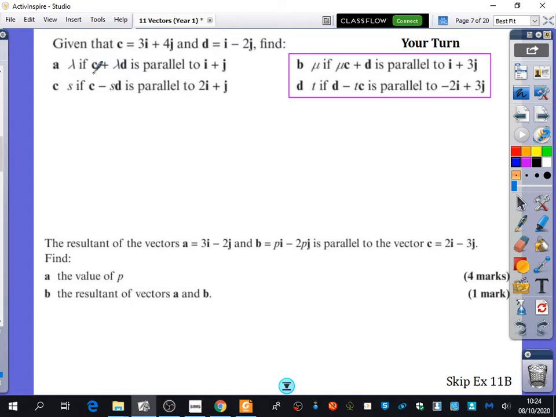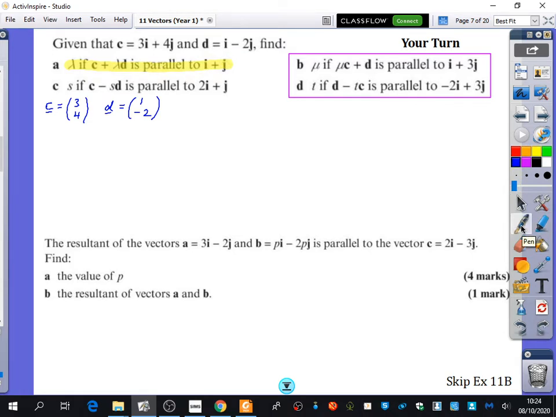We want to find out what lambda is if C plus lambda D is parallel to i plus j. There's a lot more going on in this question, so make sure your concentration is turned up fully here. First of all, I want to do everything in column vector form. So C is (3, 4), and D is (1, -2). And I'm going to try and translate this sentence into a mathematical sentence.